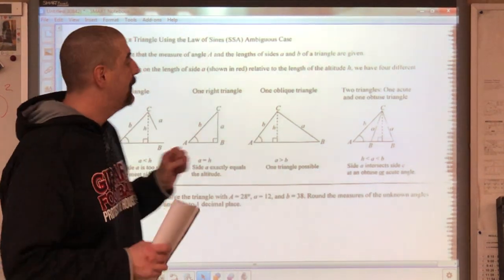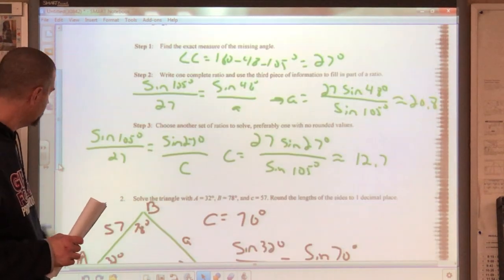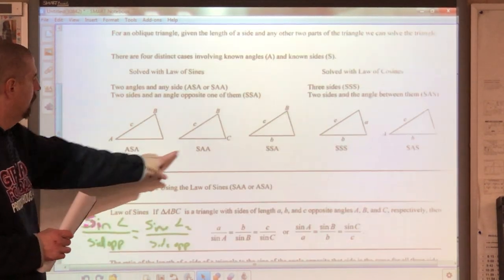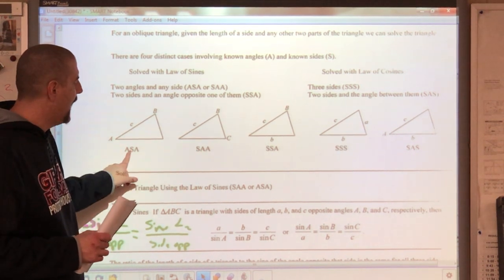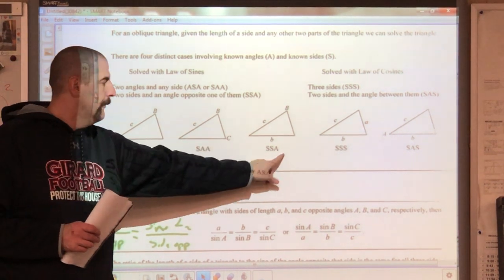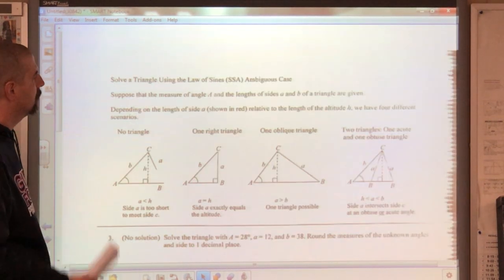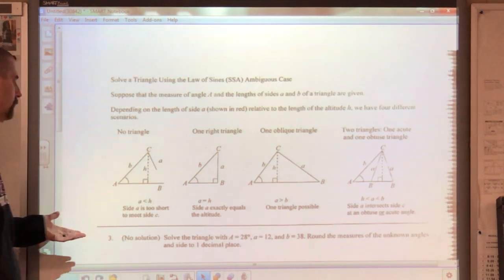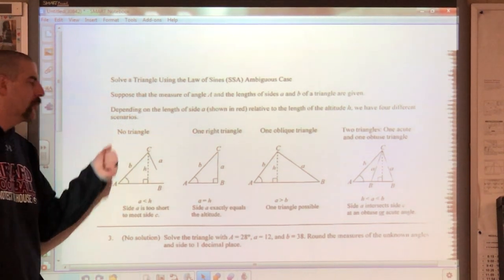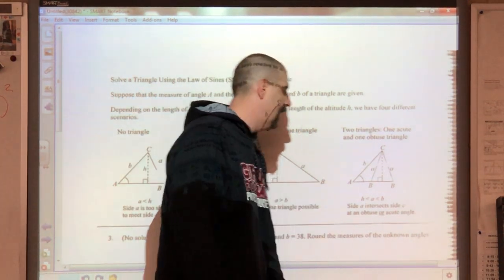So when we have side angle side, side angle angle, and angle side angle, we can solve them directly. If we get to a side side angle case, okay, that is called the ambiguous case. Why is it ambiguous? Here are some examples. You can have no triangle, one oblique triangle, or two triangles, okay?